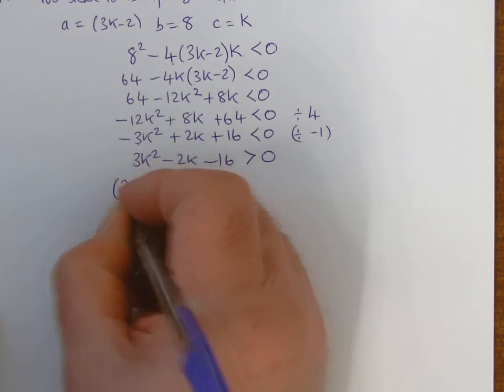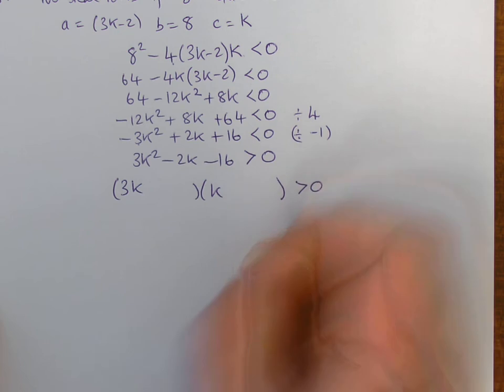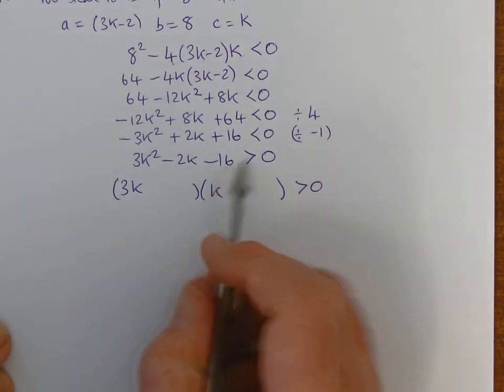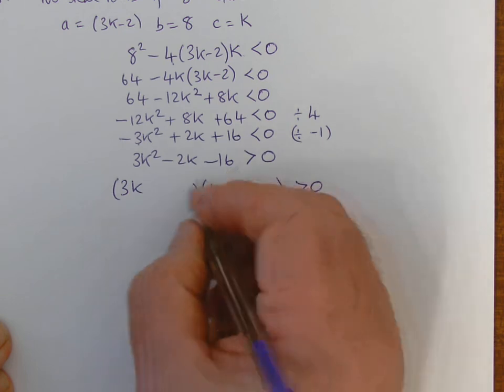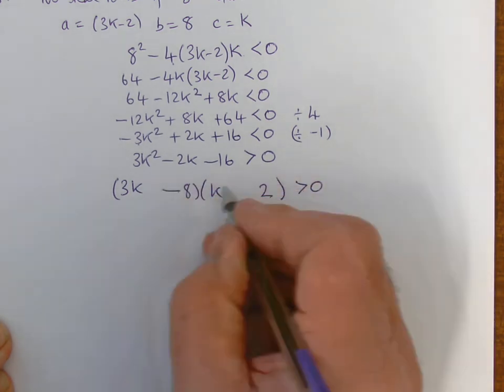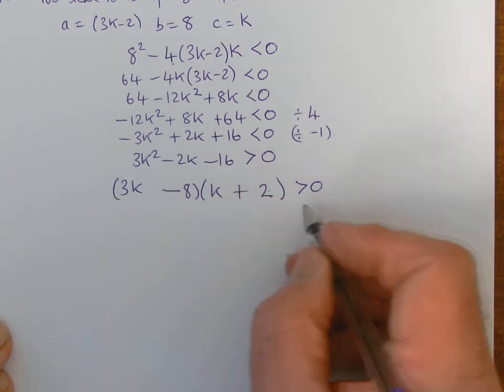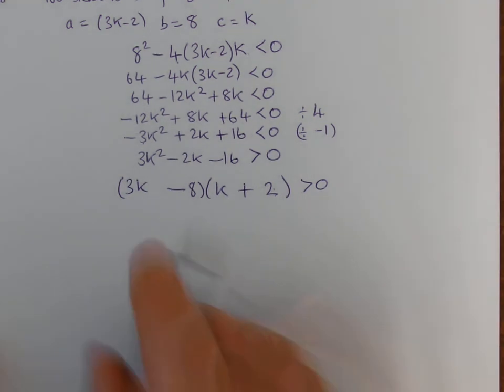So it's got to be 3k and k, and times up to make 16. 8 twos, so if I got 8 there, 2 there, so I got minus 8 times k, add 6k, that gives me minus 2. That's one way to factorize it.